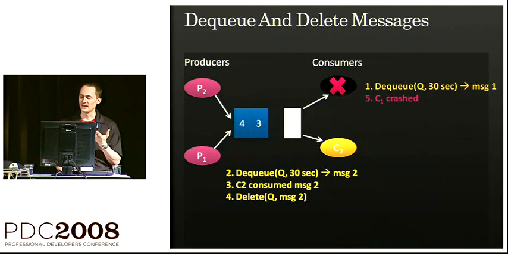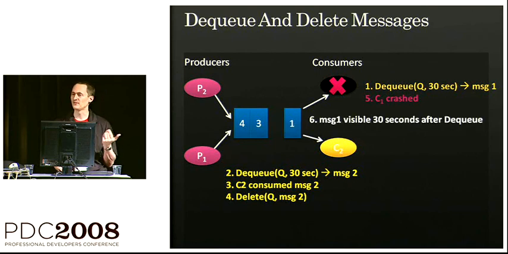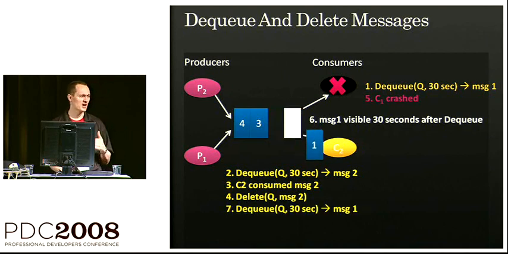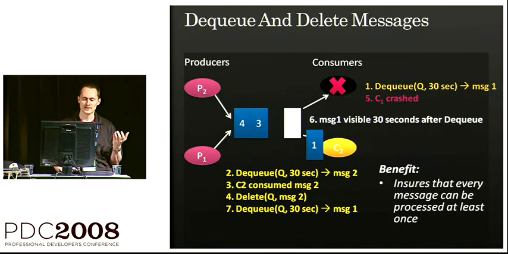So within 30 seconds of the initial dequeue, that message will become visible if no one deletes it. And in this case, C1 crashed, so it's not going to delete it. So this message 1 became visible again, and then C2 can actually dequeue it and finish processing it to completion. And this is what provides the assurance that every message can be processed in entirety at least once for your workers.